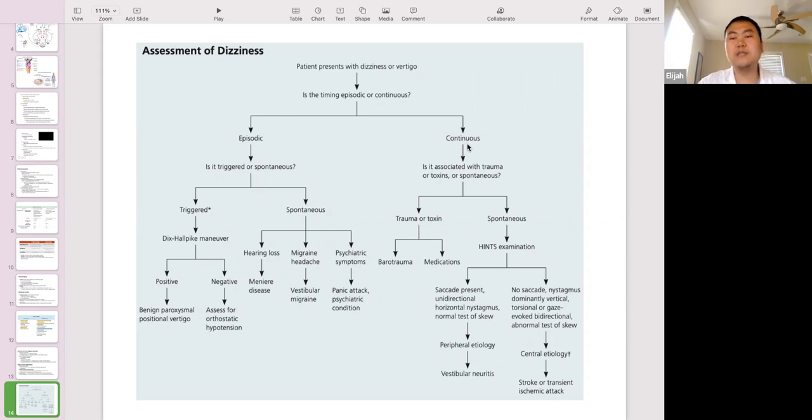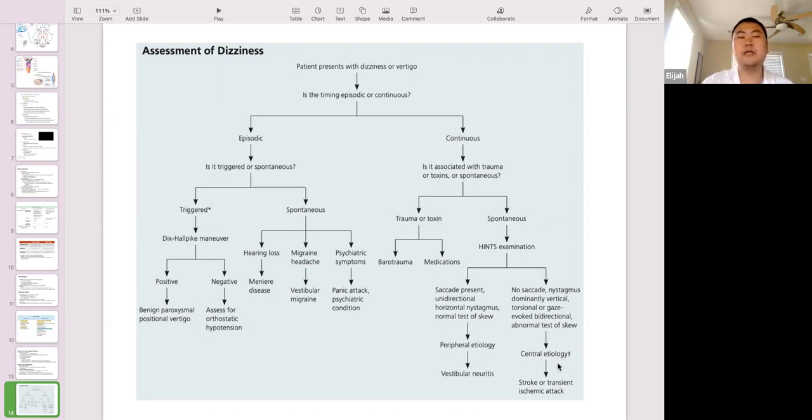And if the dizziness is continuous, you should ask the past medical history, whether it is associated with trauma, or toxin, or spontaneous. The trauma, toxin, the barotrauma, the medications could give damage to the brain to cause dizziness. If it's spontaneous, you do the HINTS examination, like the head impulse test, nystagmus, and the test of skew. As I already said, the peripheral etiology could be due to vestibular neuritis, you will see the saccade. The nystagmus is unidirectional, often horizontal, and the normal test of skew. But if you cannot see saccade and the nystagmus is dominantly vertical or torsional, and there's gaze-evoked bidirectional nystagmus, abnormal test of skew, it's mainly the central etiology.